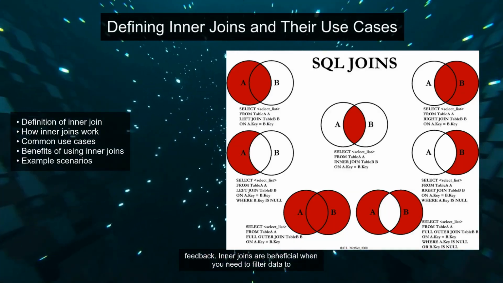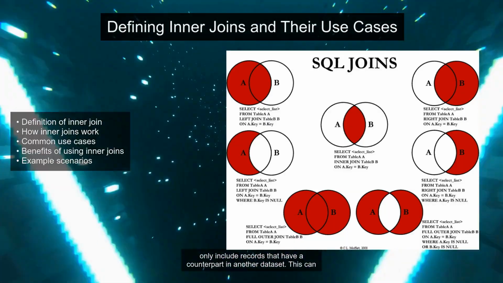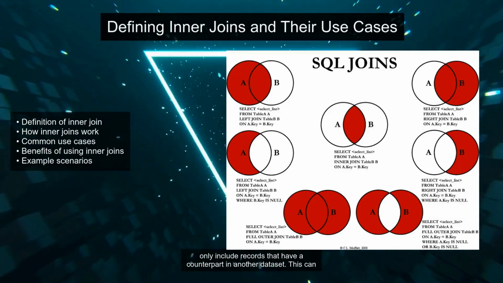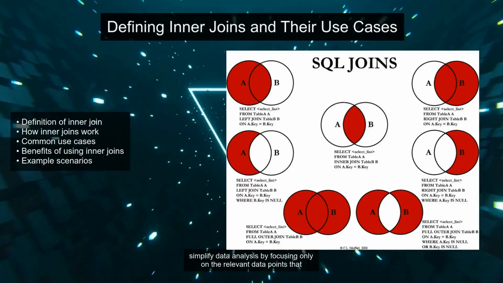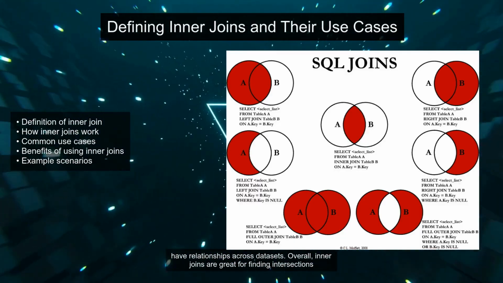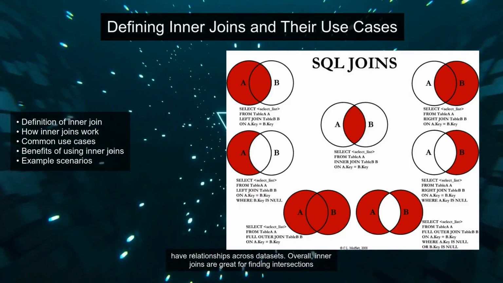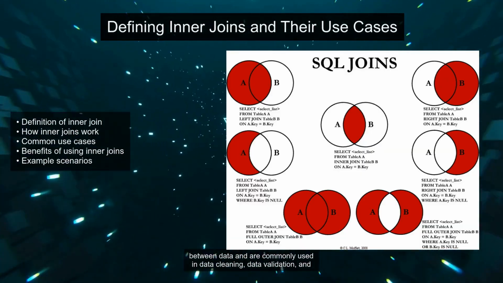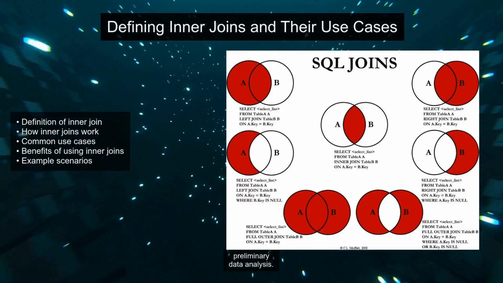Inner joins are beneficial when you need to filter data to only include records that have a counterpart in another dataset. This can simplify data analysis by focusing only on the relevant data points that have relationships across datasets. Overall, inner joins are great for finding intersections between data and are commonly used in data cleaning, data validation, and preliminary data analysis.